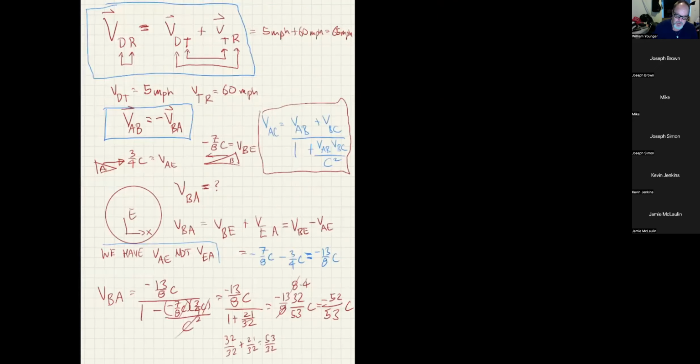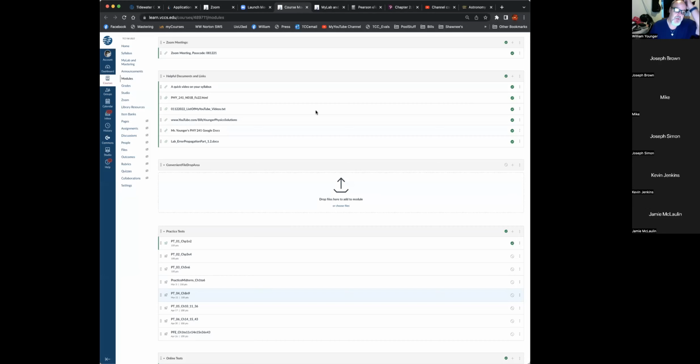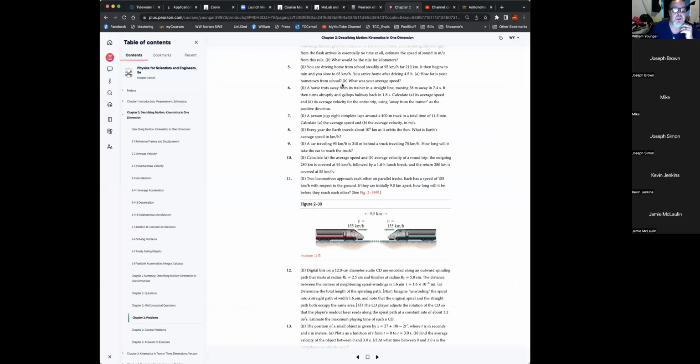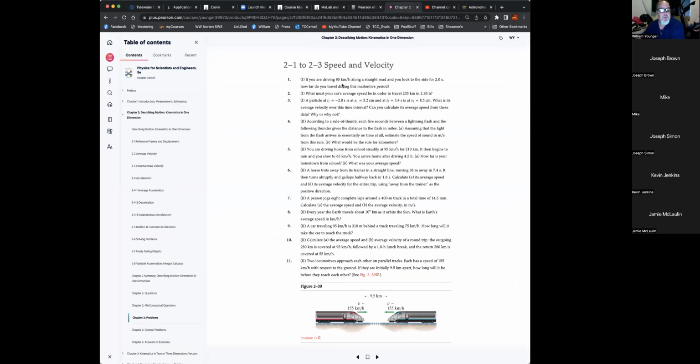So we're going to move on to another problem. The problem I'm going to do here is, I'm going to stop sharing real quick, and then I'm going to share my screen with my browser that happens to have the textbook open. Here it is. So let's look at number 1. I think that's the problem I'm looking at.